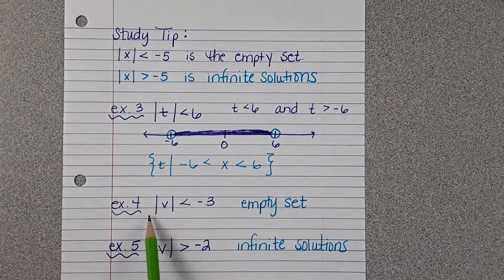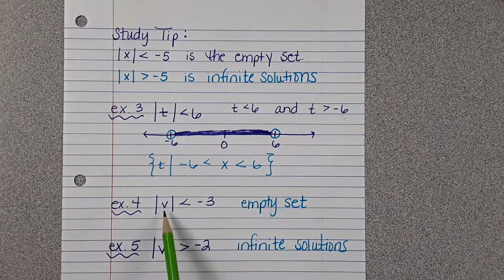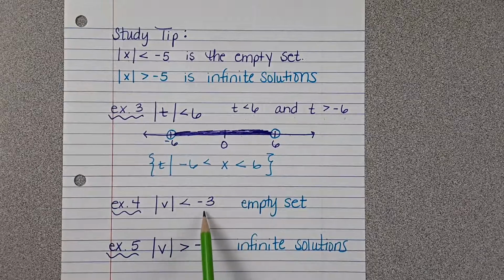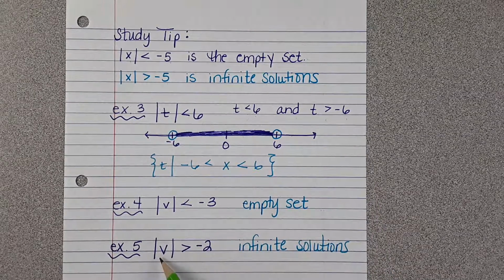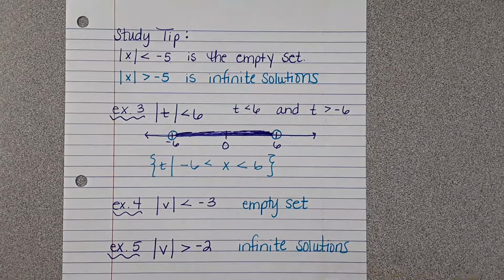And again, you just need to know that if you have the absolute value of a variable and it's less than a negative number, your answer is the empty set. If you take the absolute value of a number that's greater than a negative number, it's infinite solutions. And those are the things you have to remember.